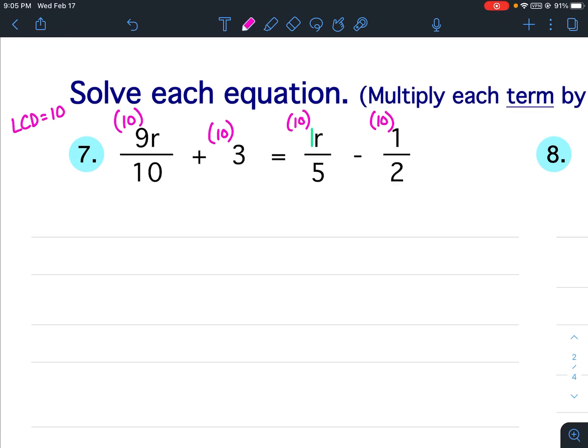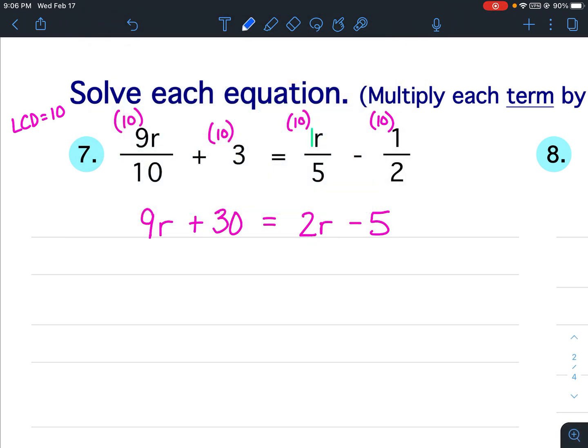Okay, so 10 times 9r over 10. So 10 times 9/10 is 9. So this would be 9r. 10 times 3 would be 30. 10 times 1/5. So 10 divided by 5 is 2. 2 times 1 is 2. So this would be 2r. And 10 times 1/2. In other words, what is half of 10? That would be 5. Notice the signs didn't change. They stayed the same. So it was addition here and subtraction there. All right, so that was like doing the distributive property.